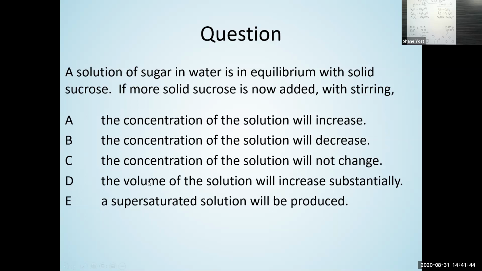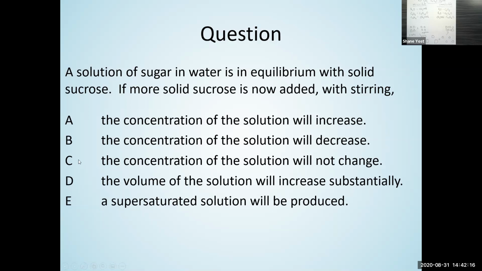So on D here, I throw in this word substantially to try to indicate a large volume change, right? I guess that's not super clear in the problem. But if you're adding a small volume of sucrose, you wouldn't get a large volume change. But if you added a large amount of sucrose, then you would get a large volume change. And some other ones here, C and E.